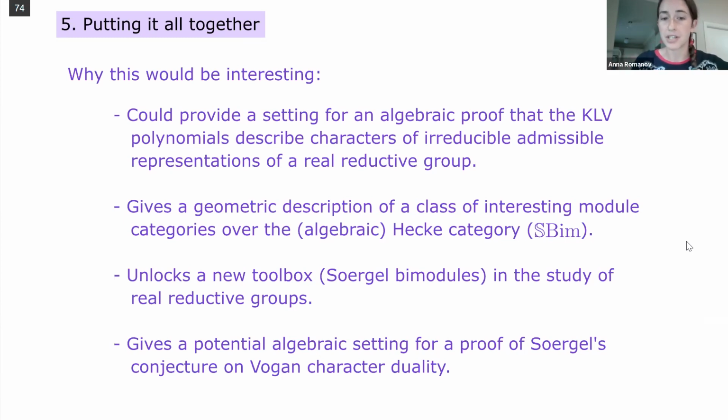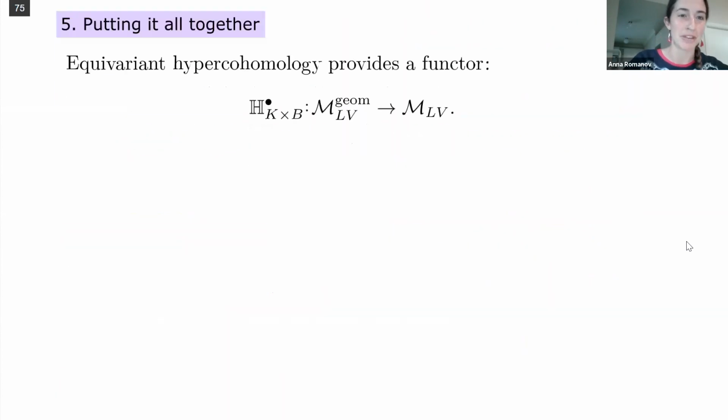And Soergel conjectured that this character duality happening on the level of polynomials is actually a shadow of some categorical duality. Koszul duality is what he conjectured. And so this algebraic setting might be a different setting where we could try to tackle this conjecture. But that's very long term. I don't actually have any ideas for how to do that yet. But that was the motivation.